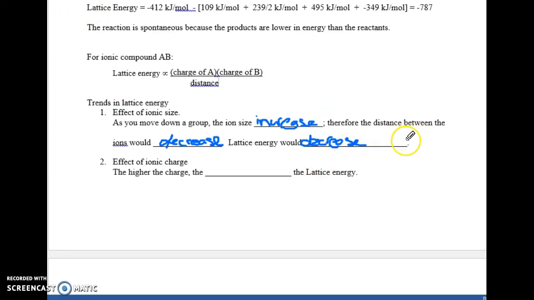And of course, this trend assumes that you're having the same ion charge for both the cation and the anion. The second piece of this is the effective ionic charge. So the higher the charge, the greater the lattice energy would be. So think of, again, Coulomb's law. If I increase the charge, that increases my attraction greater. And we see the same thing here with lattice energy.